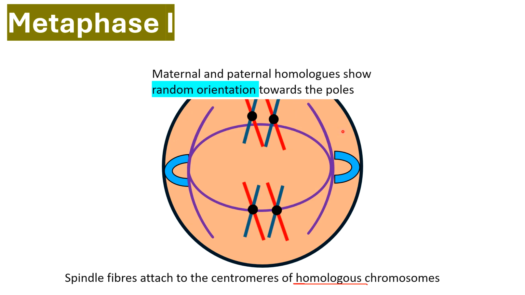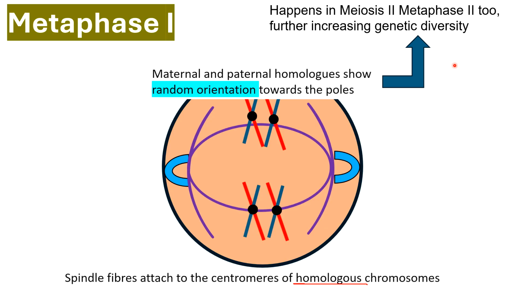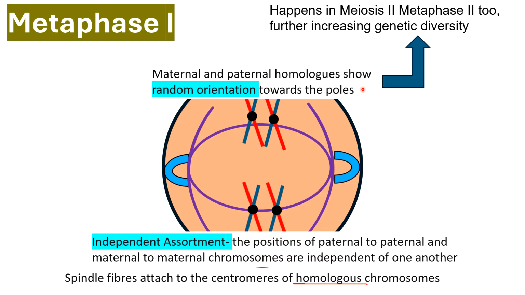Anyways, the maternal and paternal homologs show random orientation towards the poles. This is very important. This links to natural selection, about how genetic diversity is formed. This also happens in metaphase 2 of meiosis 2, further increasing genetic diversity. This is called independent assortment, where the positions of maternal to paternal and maternal to maternal chromosomes are independent of one another. Random orientation. Keywords linked to natural selection.